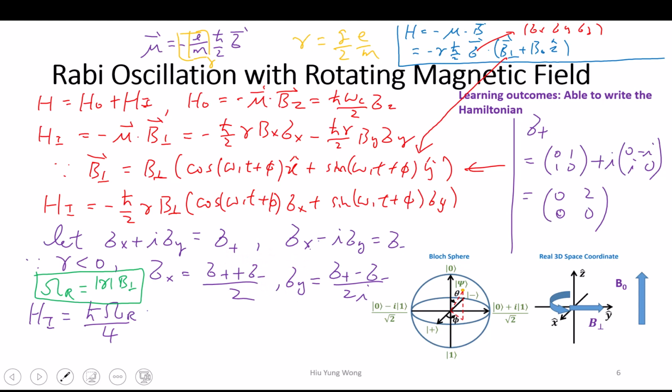Okay, and I also define another quantity. This is also the rapid oscillation frequency, but now I use capital omega R. That is because now the electric field, this field is not the same as the field before. This time, I have this B perpendicular times gamma, that will be the omega R.